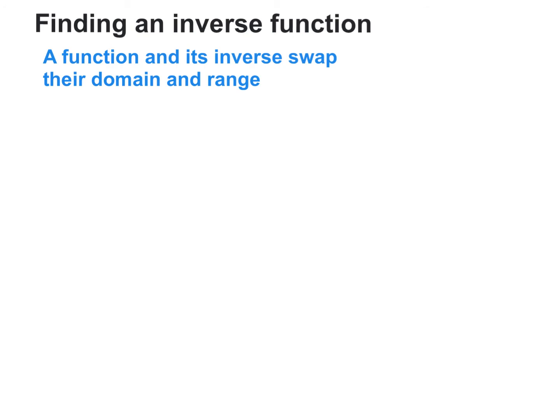How do we go about finding an inverse function? Well, a function and its inverse swap their domain and range. So what does that mean to us? That means that we can just swap x and y and solve. All right, so let's try it.